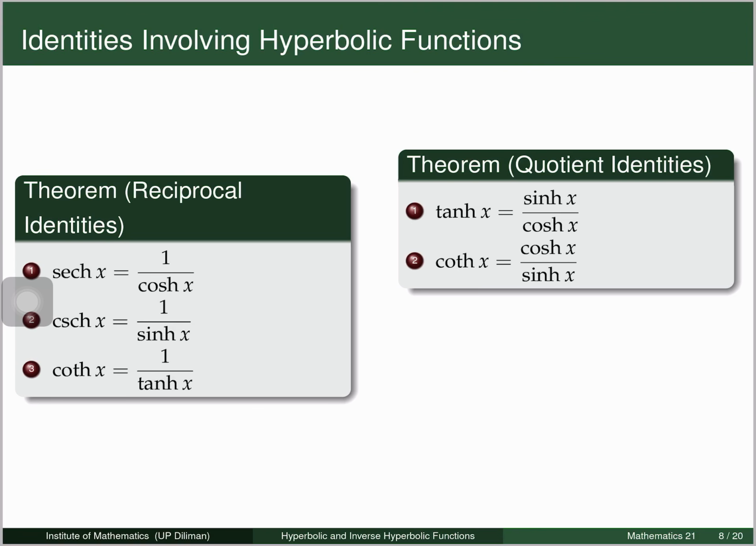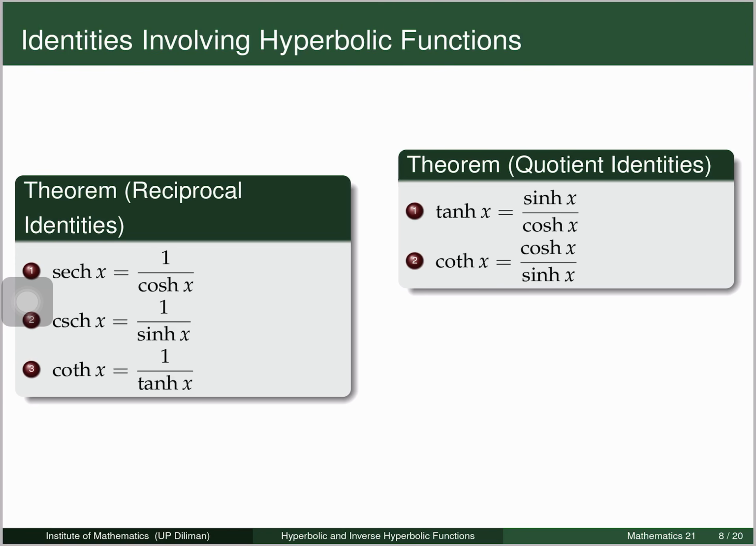sech x is just the reciprocal of cosh x. Cosech x ay 1 over sinh x at ang coth x ay 1 over tanh x. So for the quotient identities, parang ang tangent x mo ay sin x over cosine x. Ganun din for hyperbolic functions. So tanh x ay sinh over cosh. Tapos yung coth naman ay cosh over sinh.